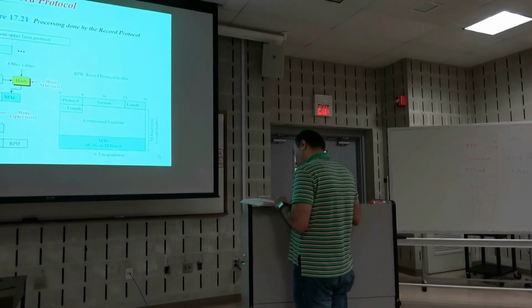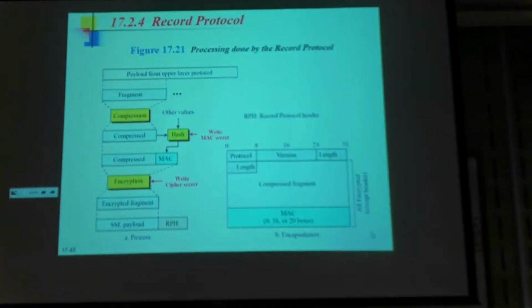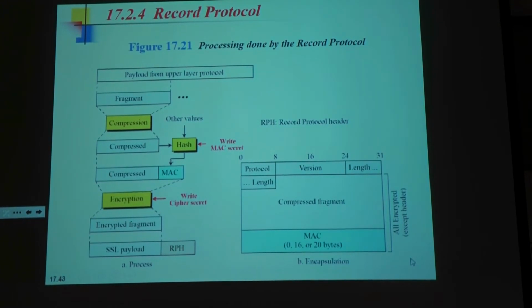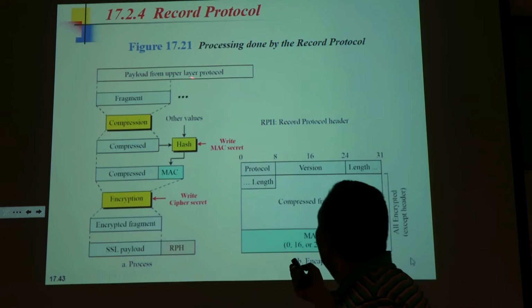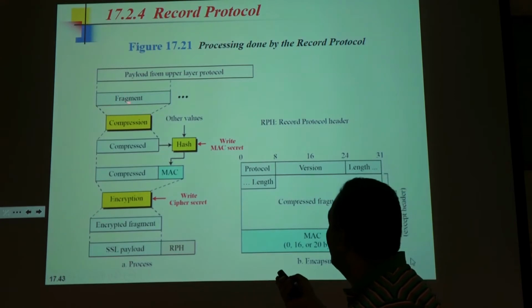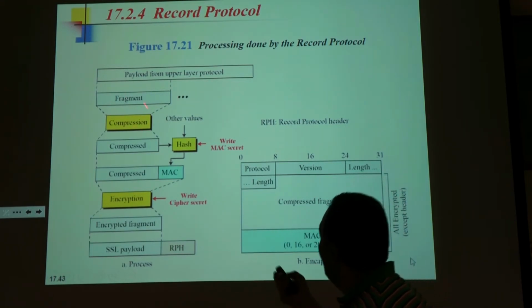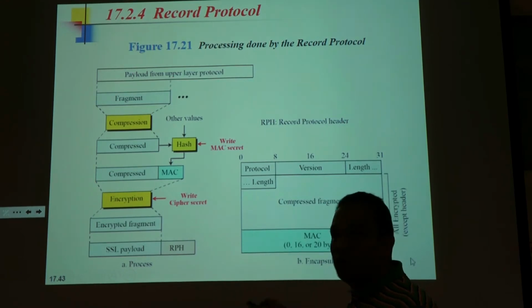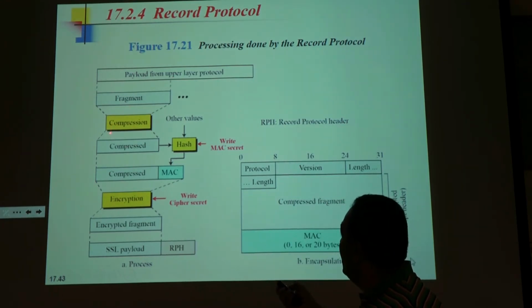All right. The message is fragmented and optionally compressed. A MAC is added to the compressed message using the negotiated hash algorithm. The compressed fragment and the MAC are encrypted using the negotiated algorithm. So what happens here? This is the payload from the upper layer protocol. It will be fragmented into fragment 1, fragment 2, 3, and so on. Then each will be compressed.